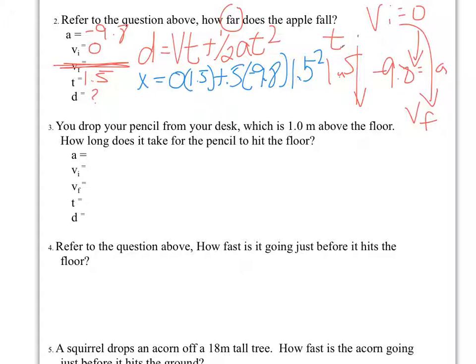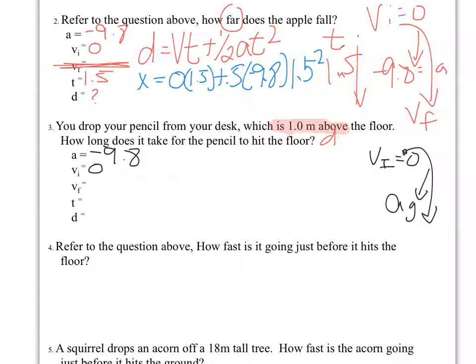For our next problem, we're going to drop a pencil. So again, by dropping that pencil, that tells us that our initial velocity is 0. It's falling to the floor because of gravity. So our acceleration is at negative 9.8. In the question, they've now told us that we're going 1 meter. So that's going to be our displacement or our distance. And they want us to find how long. Long refers to the time.